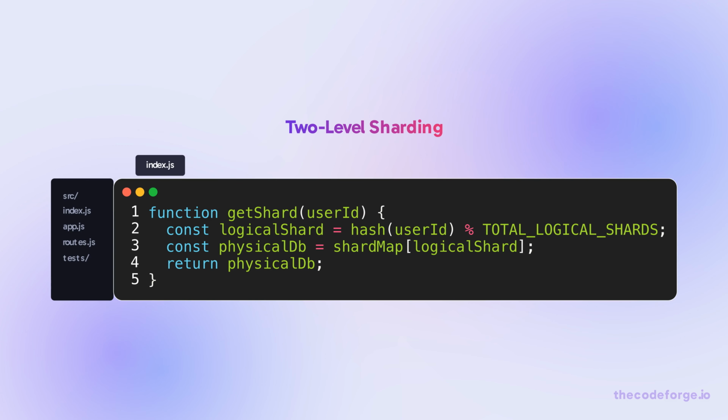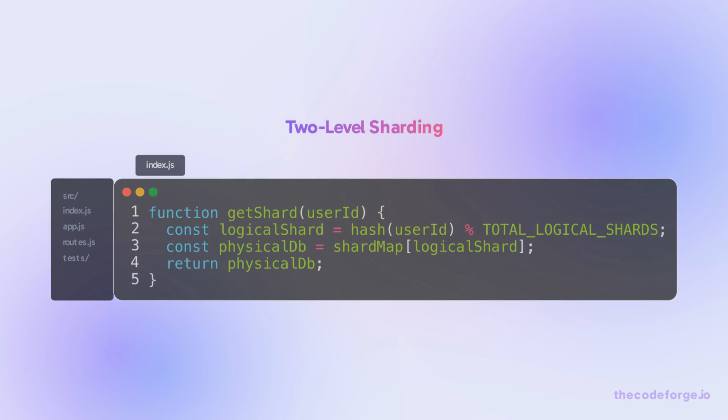This function maps a user ID to a physical database. The logical shard is computed by hash, then a config file maps it to a physical DB. When resharding, update the map gradually and move data in the background.